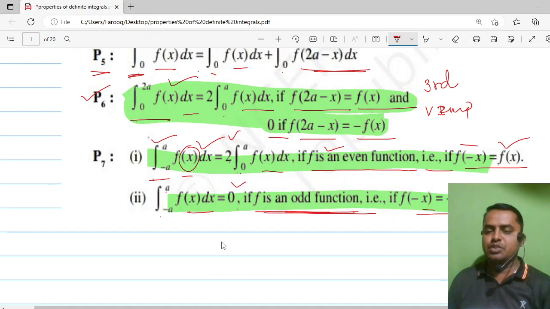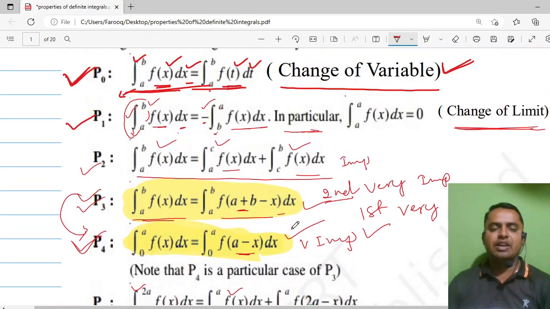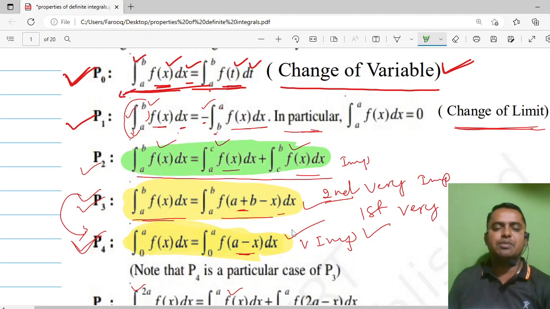And this is the fourth important property. These are the four very important properties. Out of these four properties, one will definitely be asked in your annual examination. And one more property is also very important for your examination, that is the fifth property, as per the priority and importance. Yes, it is also a very important property.